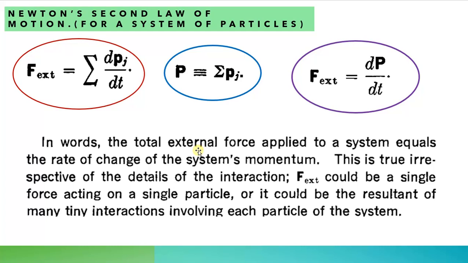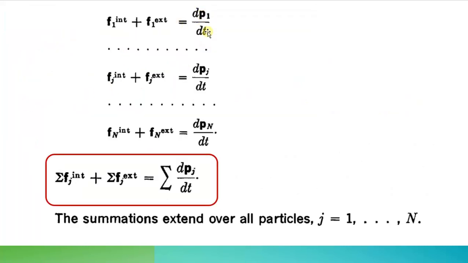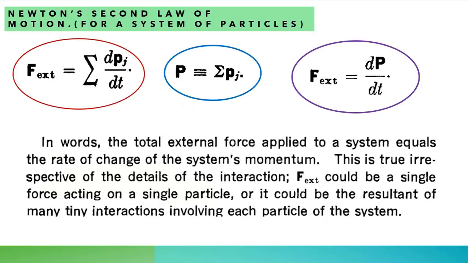On the other hand, if we are considering a single particle inside, its motion depends on the internal force and the external force. You can see here dp1 by dt is equal to f1 internal plus f1 external. But if we consider the system as a whole, the rate of change in total momentum of the system will be equal to the external force. So that is an important point.